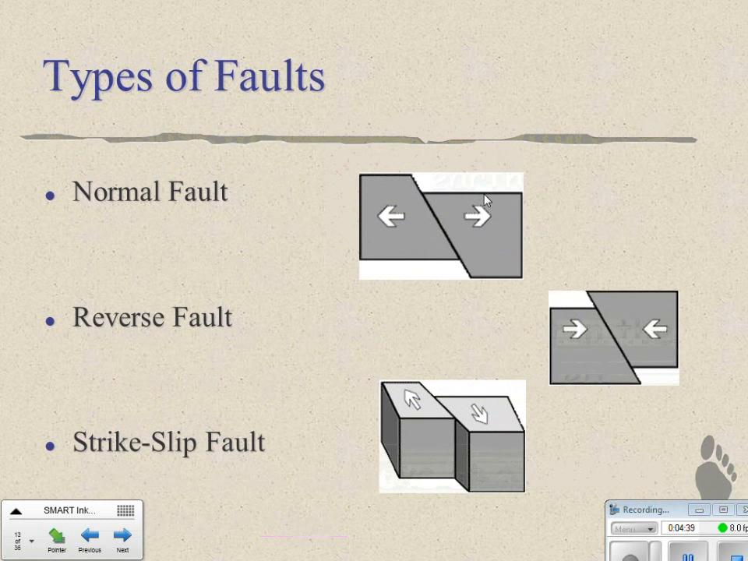And the different types of faults, you have a normal fault, where the 2 pieces are moving away from each other, and this one's going to drop down. A reverse fault is when they're both pressing on each other, and this block on the right moves up. And then a strike slip fault, one block's moving one way, one block's moving the other way, so this is horizontal, moving side to side.